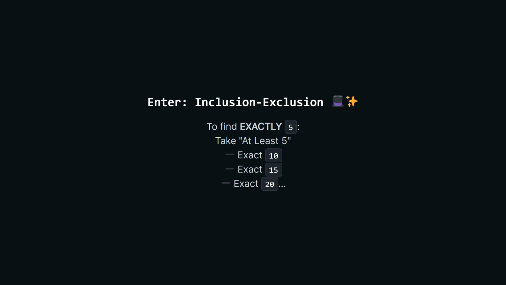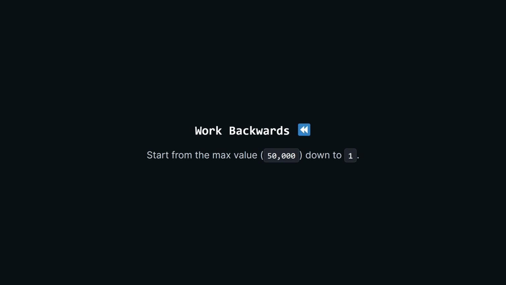To find the exact number of pairs for 5, we take our at least total and subtract the exact totals for 10, 15, 20, and all the other multiples. Because we need those exact totals for the bigger numbers first before we can subtract them, we simply work backwards. We start from 50,000 and calculate our way down to 1.